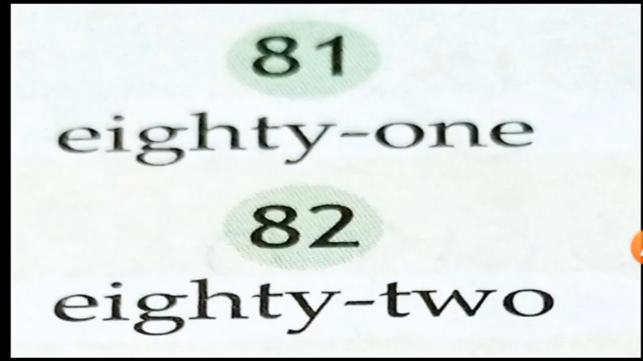Now students, our next number is 81. The number name is eighty-one. Students, in 81, 1 is our ones and 8 is our tens. Yes students, 1 is our ones and 8 is our tens.